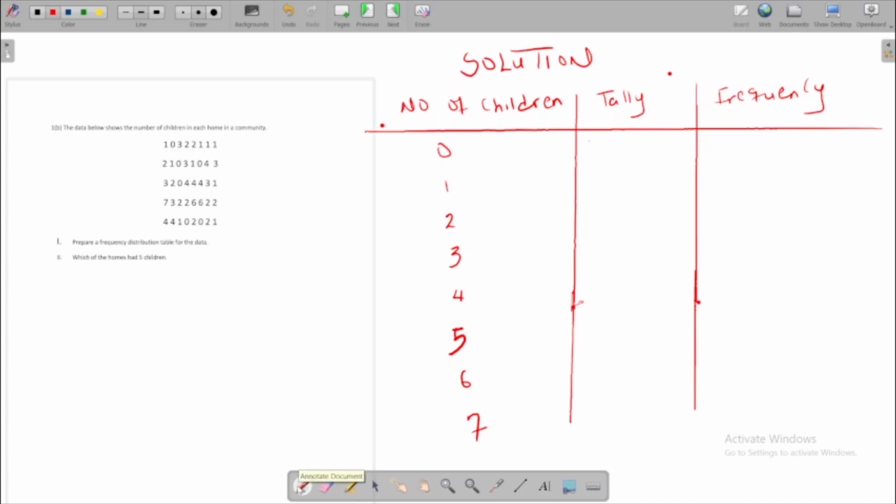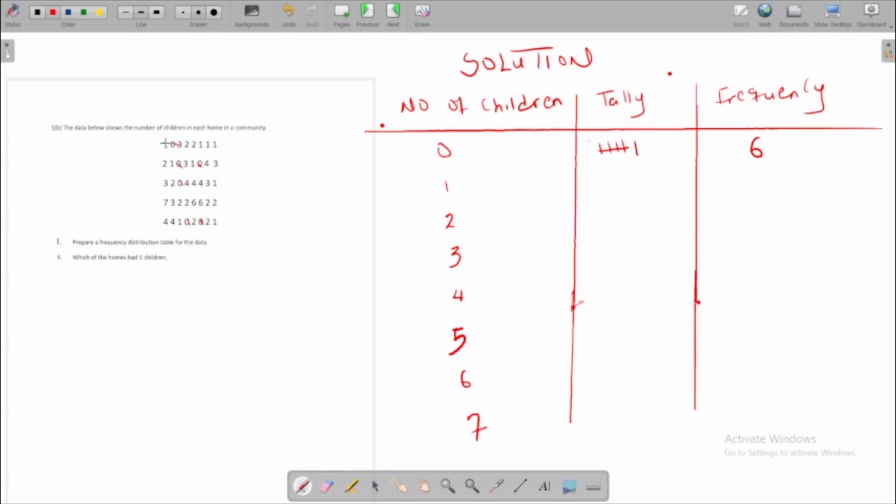So the first one is 0. You count 0, 1, 2, 3, 4, 5, 6. So you come to a tally 1, 2, 3, 4, strike it at 5, 6. So from a tally, get your frequency. They are the same, but the tally is being represented through this one. Then you go for how many houses have 1 child.